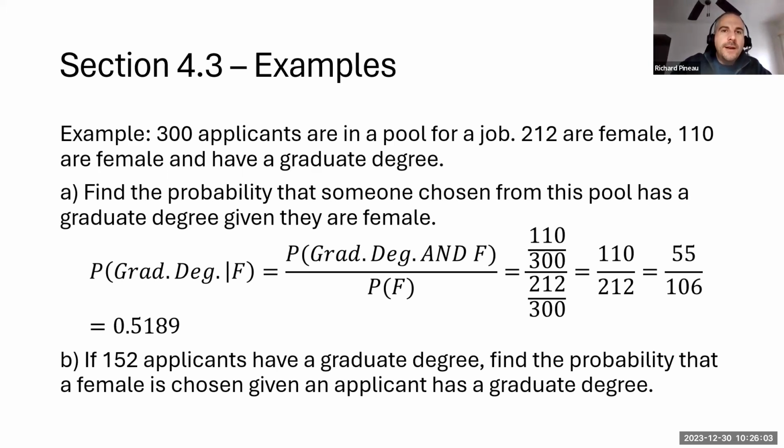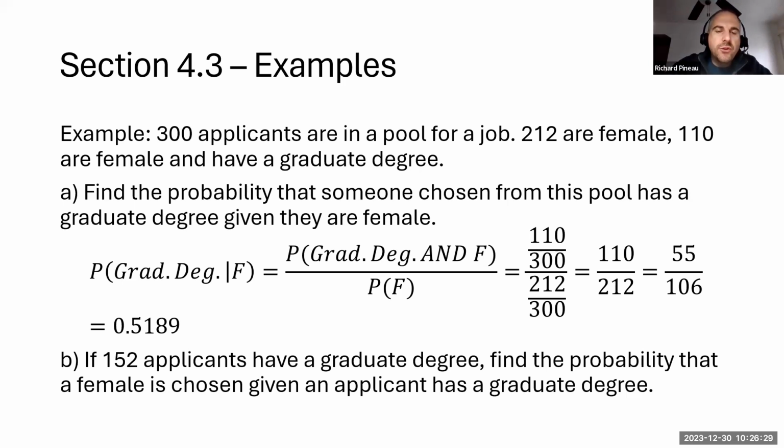So we have 300 applicants in a pool for a job. 212 are female, 110 are female and have a graduate degree. We want to find the probability that someone chosen from the pool has a graduate degree, given they are female. What you'll notice is I wrote this as the probability that somebody has a graduate degree, given they're female. F stands for female.